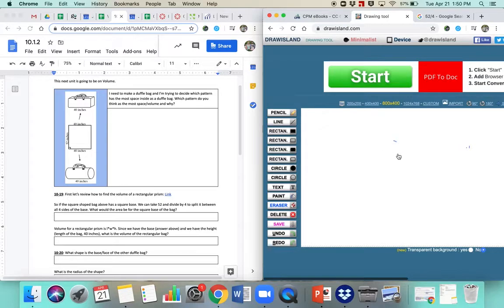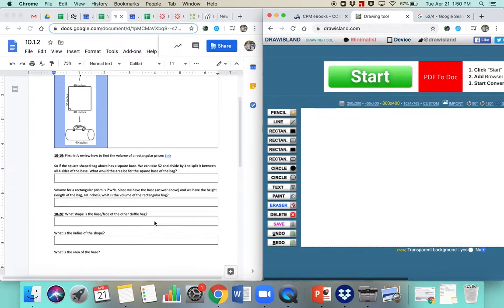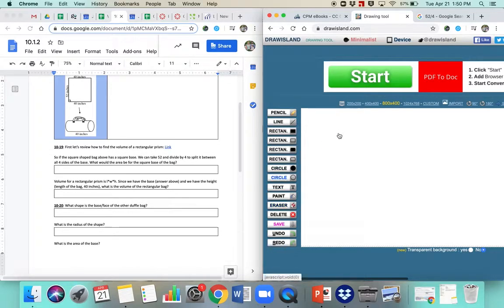So a cylinder has 2 kinds of shapes. So this looks very similar to this. Like if I were looking at the bag right facing me, I would see this. So I know that 52 is all the way around the duffel bag. So if I know 52 is all the way around the duffel bag, that's what we call circumference.